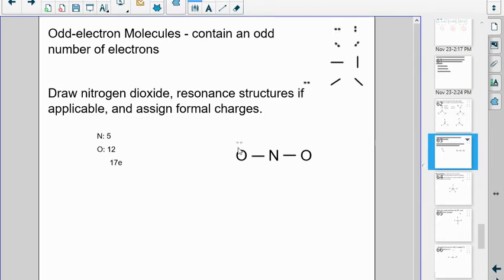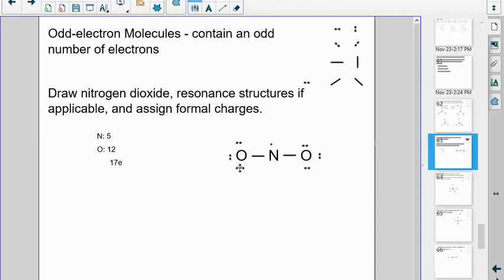So 13, I'm going to put 6 around each of the oxygens. But then I'm still left with 1 electron. I'll just make it a dot above the N. All right, so the oxygens have 8 electrons. The nitrogen only has 5 electrons right now.